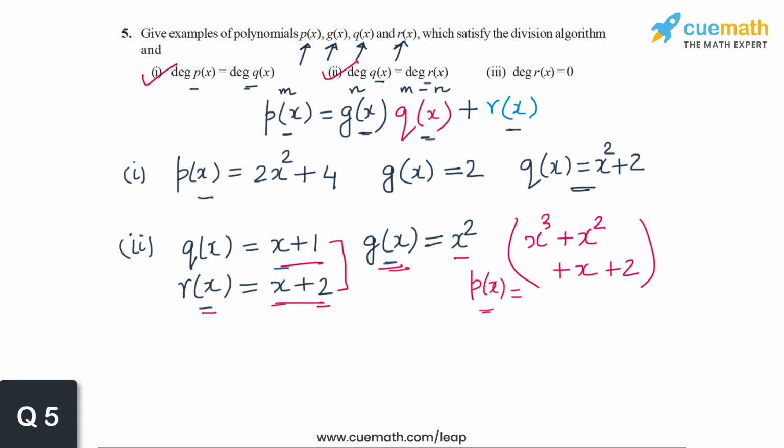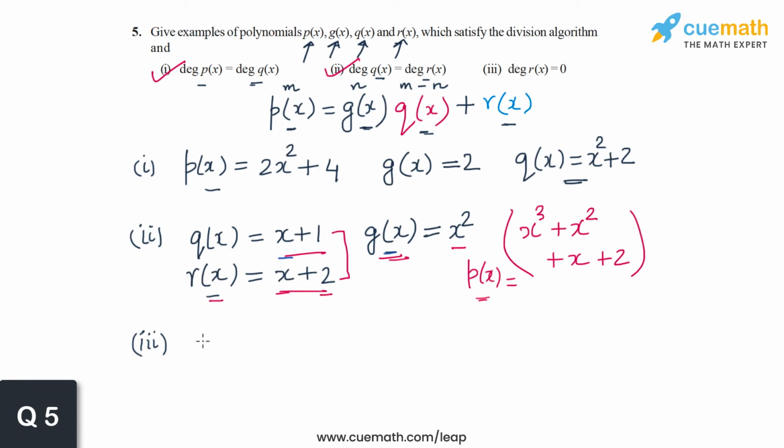Now let's go to part 3. In part 3, we want to find an example where the remainder has a degree of 0, which means that the remainder is a constant polynomial. So again, we could go backward in this case. We could first assume a remainder. So let's say we assume that the remainder is 2, for example. Any constant will do. So let's take a remainder of 2.